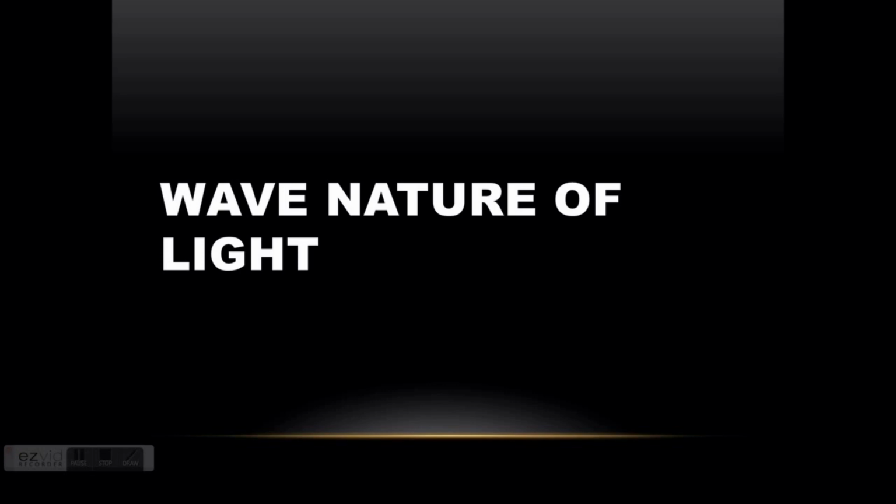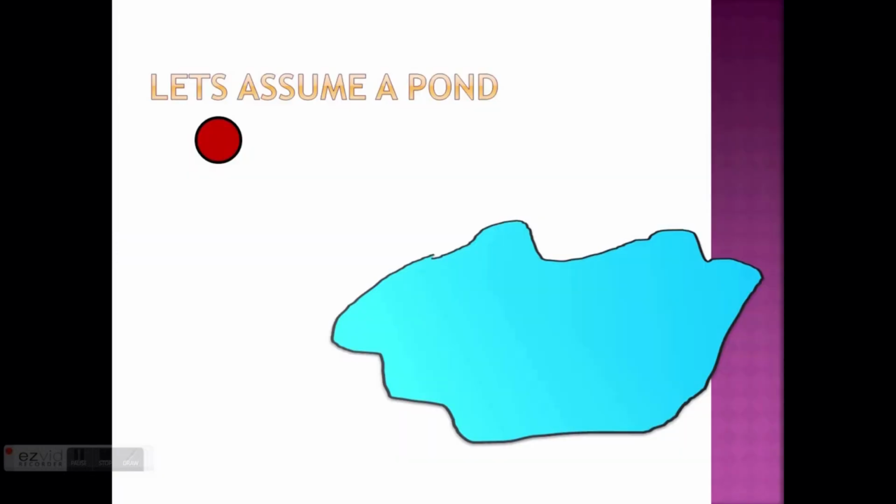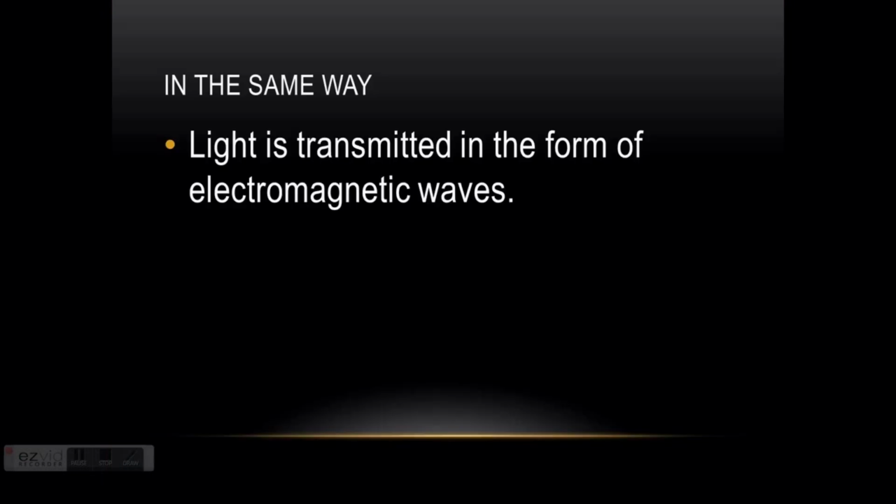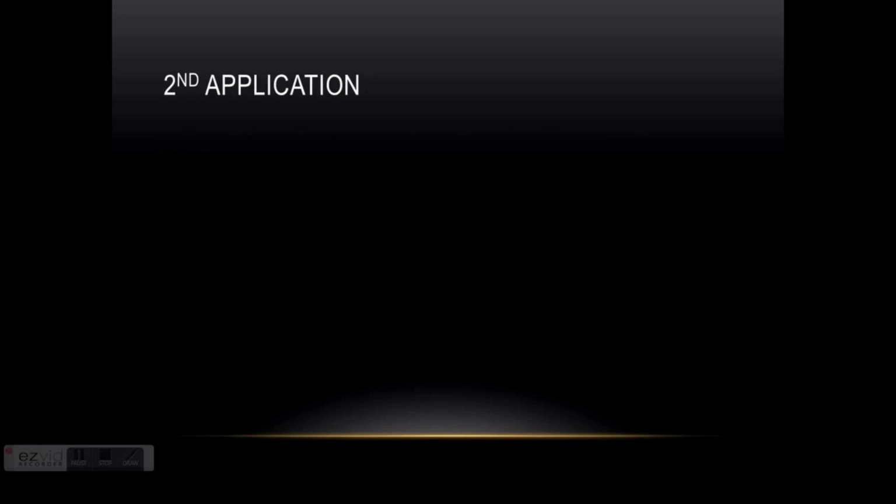So let's go. First, let's assume a pond and now throw a stone into the pond. And now we observe ripples in the water. So these ripples are transmitting disturbance in the form of waves on the surface of water. The same way, light is transmitted in the form of electromagnetic waves. Now let's go for the second application.